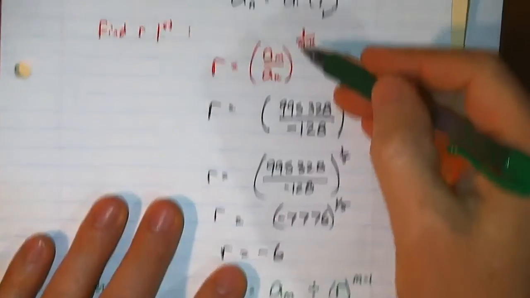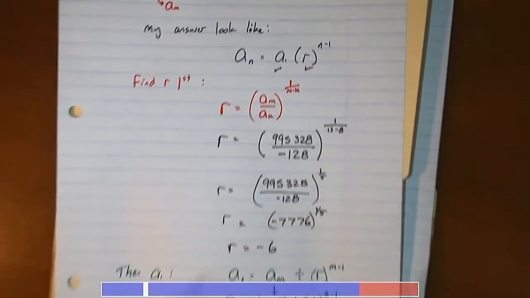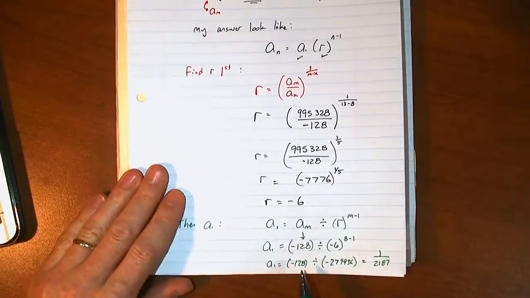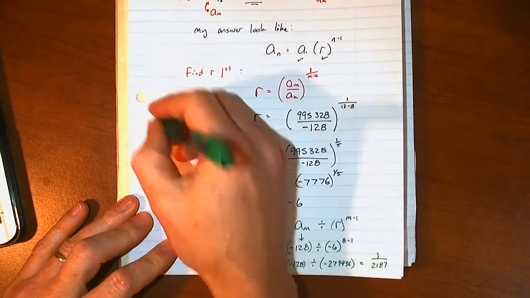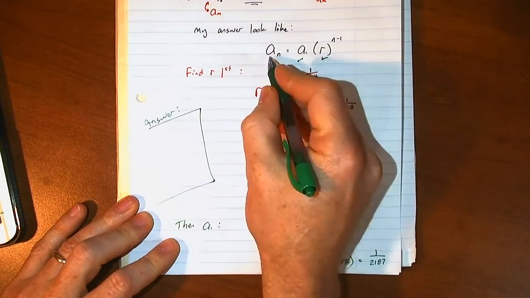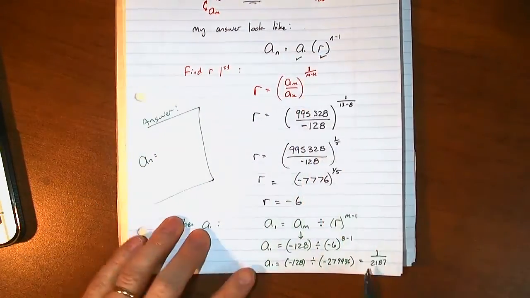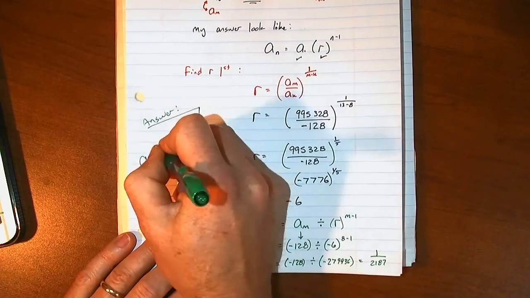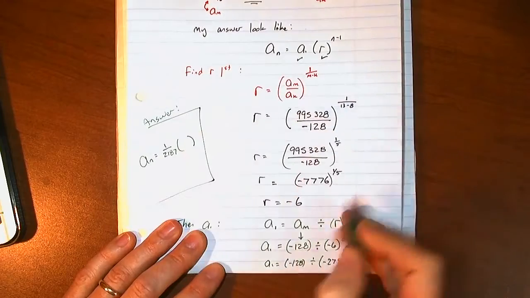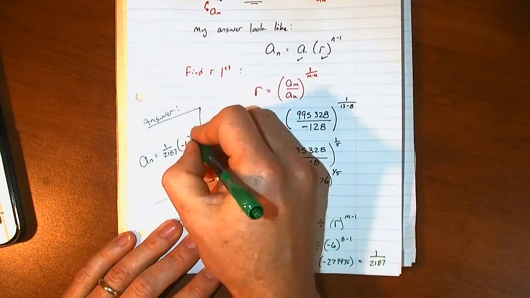So we know R, we know a sub 1. Now I'm ready to write my answer. And since I kind of have bumped into the bottom of my page, I'm just going to write my answer right over here. So what did we find the answer was? Well, I'm going to have a sub n equals a1, which we figured out was this fraction right here, times r, and we figured out r was -6, raised to the n minus 1 power.